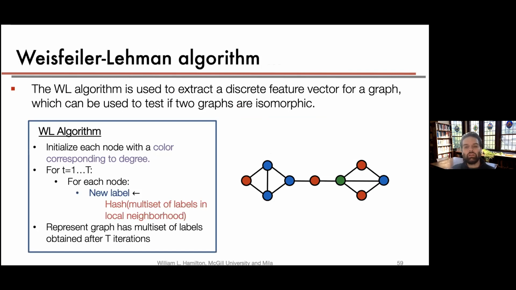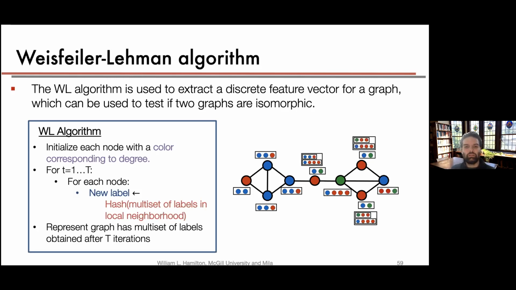What we do is we start off by labeling every node with a color that corresponds to that node's degree. Then for every node, we're going to give an updated representation for that node that corresponds to the set of colors in that node's local neighborhood. And then we iterate this process again. Now we're going to get new labels for all of our nodes that correspond to the set of labels from the previous iteration in this node's local neighborhood, and so on.